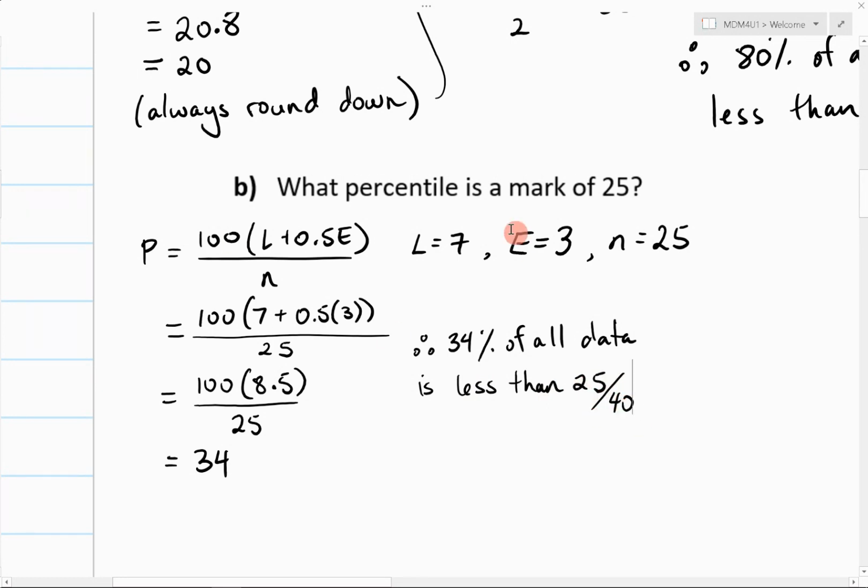Okay, so what percentile is a mark of 25? Well, 25 is the 34th percentile, meaning 34% of all the data is less than that score of 25. So basically 34% of your class has scored less than 25.